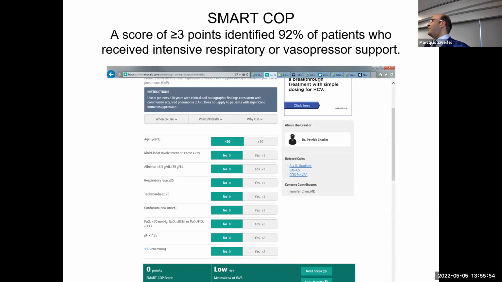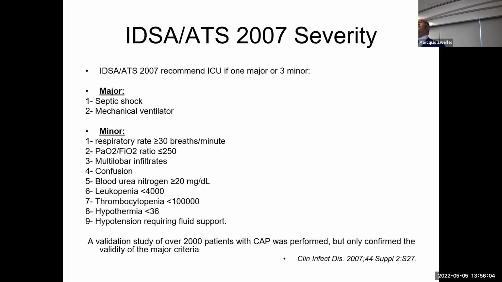Anybody heard about SMART-COP? So also it's abbreviation for all these things. Every letter is abbreviation of something. If you score 3, high risk for intubation. Another way to look for. Then the best is what we talked about, the ATS, and our patient had 4 of the minor. We needed 3 to say this is severe. So our patient had 4, so I probably would admit this patient to the ICU.